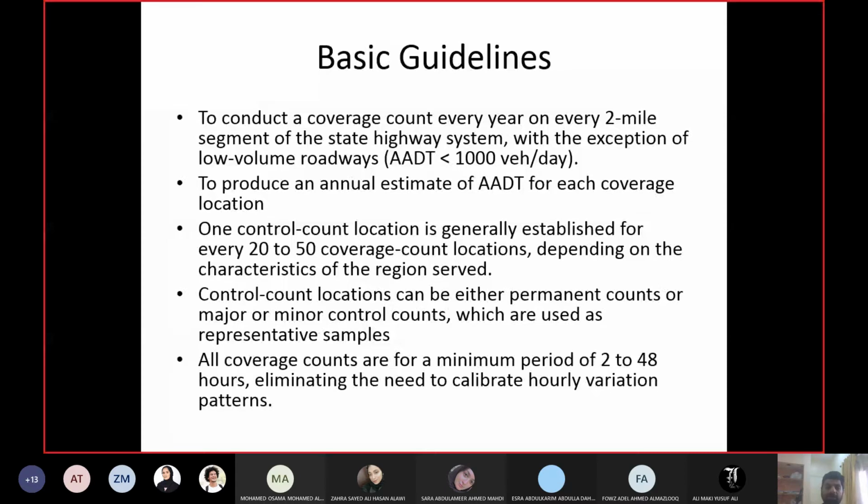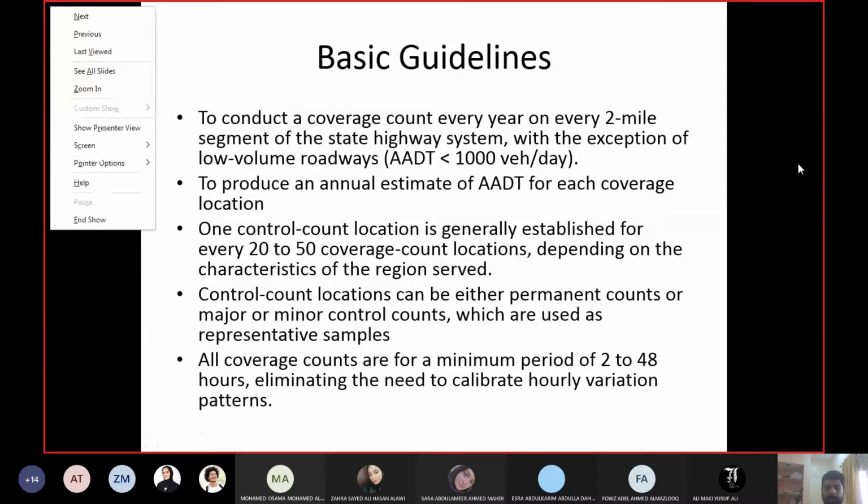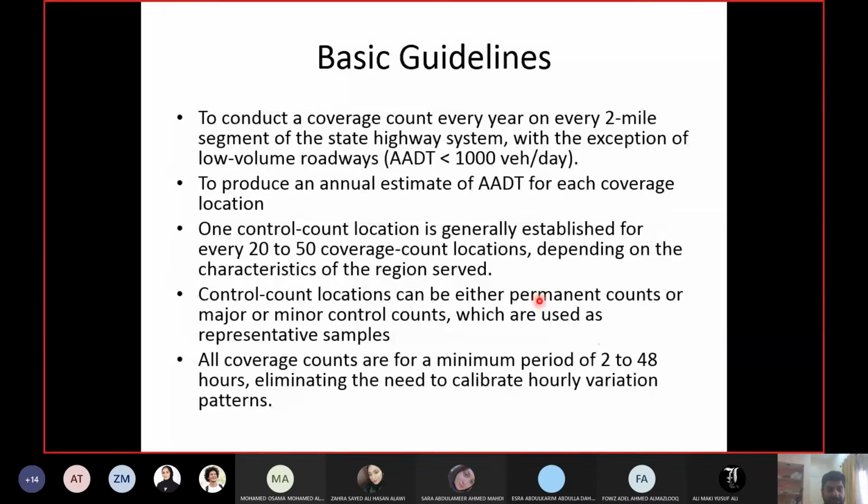Now, control count locations can be divided into 3 categories for a statewide program. These categories are permanent, major, and minor control counts. I will tell you in the next slide what we mean by permanent, major, and minor. But keep in mind, for statewide counting programs, control counts can be permanent, major, or minor.